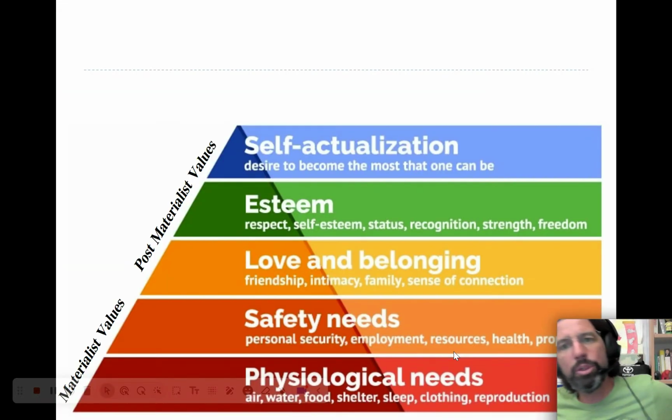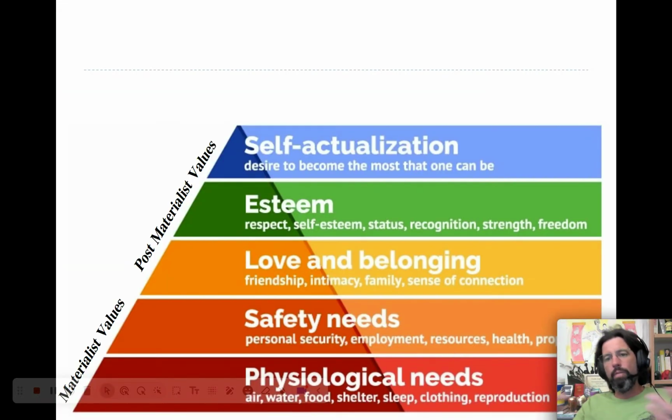A lot of this stems from when you start looking at the overall structure in values, the difference between needs and wants. And pretty much the materialist values, the physiological needs, these are absolute needs. Things like air, water, shelter, sleep, clothing, reproduction, the ability to do that. Your personal security, employment, health, all those things need to be met before you can believe in things like friendship or community or family or the sense of connection, self-esteem, and then the desire to be what you can be.